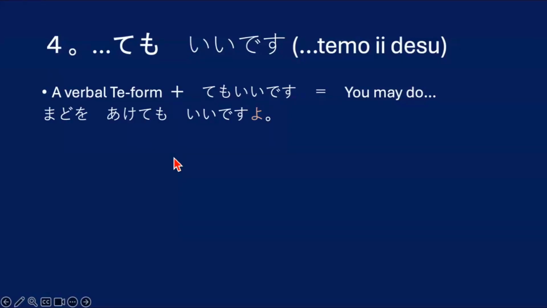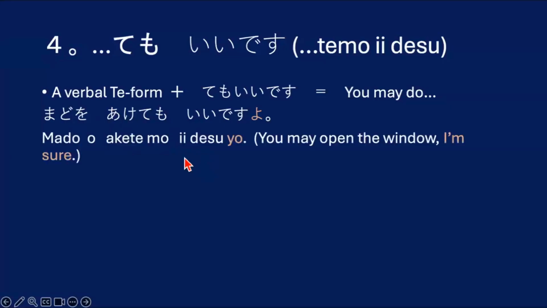窓を開けてもいいですよ. So 窓 is window. 開ける, so 開けて, so open. も is a particle and it means also. By saying 開けてもいいですよ, if you don't open it, it's also okay. So you're being very polite. You're giving that person permission, whether they do this or if they don't want to, they don't have to. All right. 窓を開けてもいいですよ. You may open the window.